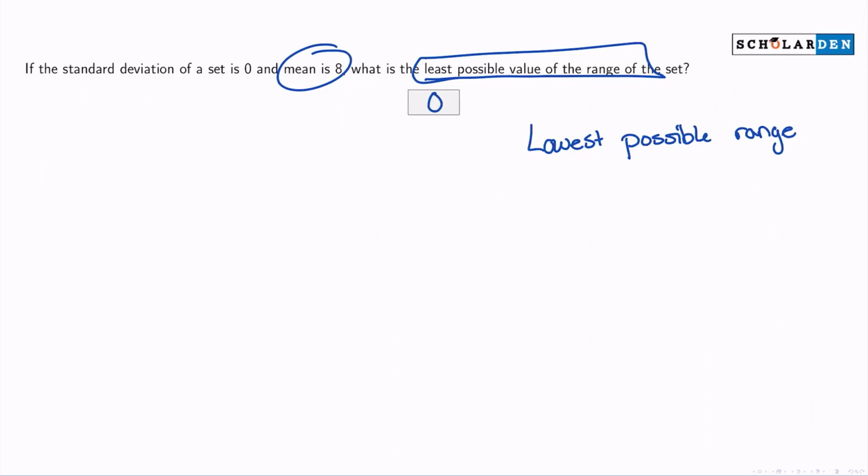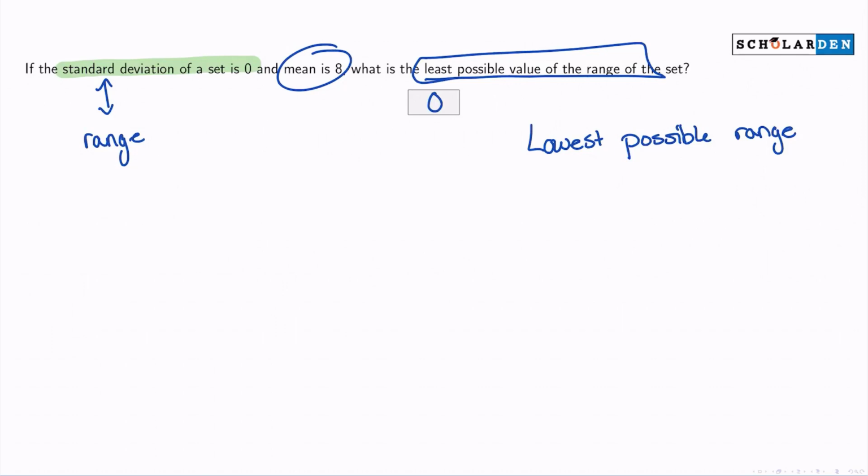But here is the biggest key of all. The standard deviation of the set is 0. Standard deviation and range are actually very similar to each other. They are very similar in the sense that they both calculate dispersion, or how far spread out your data is. Range tells you how far spread out it is from least to greatest. Standard deviation tells you how far spread out it is from the mean outward.